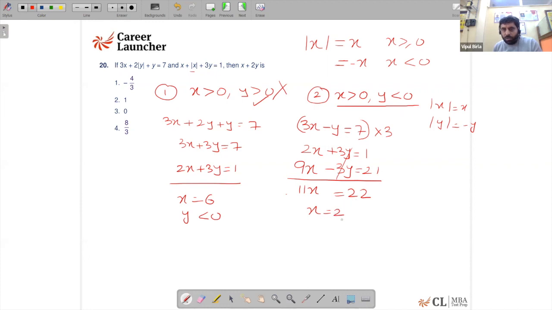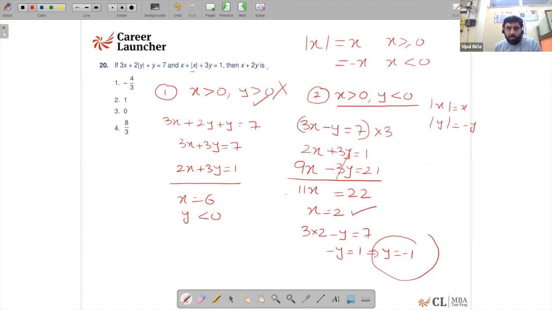Now x is 2, that means it is positive. Plug in x equal to 2 in any of the equations. Just plug that in the first equation. I end up getting 3 into 2 minus y is equal to 7. So therefore minus y is equal to 1, which implies y is equal to minus 1, which is a negative value. Therefore, my assumption is correct, and therefore this should lead to the right answer: x equal to 2 and y equal to minus 1.